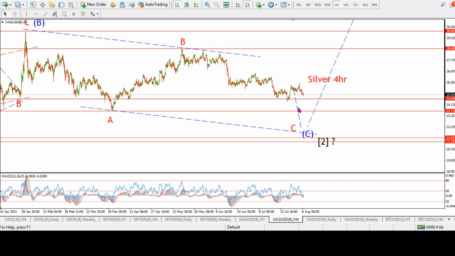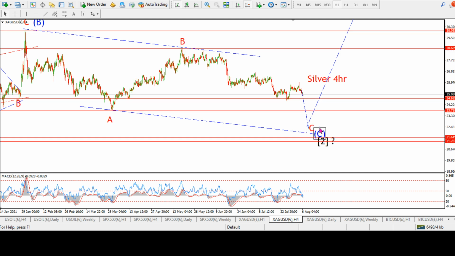Here's a 4-hour chart in silver. I'm just kind of edging in favor of that final decline scenario down towards 20 again. Fill out that trend channel before we start seeing any major rally in what would be a very large third wave up.